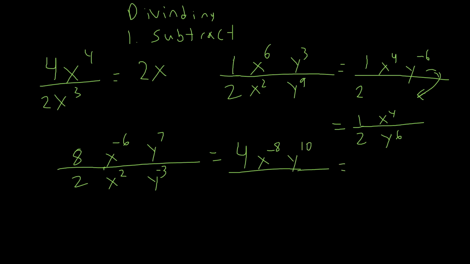And then we know if it has a negative exponent, it goes to the bottom. So then the final answer would be 4x to the 8th on bottom, and then y to the 10th on top. And then that would be your final answer.